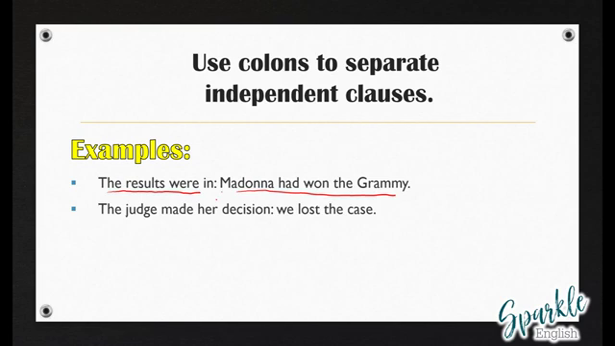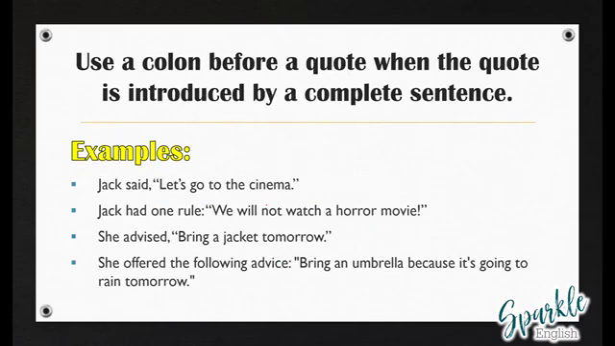But because this second independent clause is directly related to this first independent clause, it's better to use a colon, because this all works together as one sentence. These are the results that they're talking about in this first sentence. Another example, the judge made her decision. We lost the case. Again, these two sentences are directly related, and the emphasis is on the second independent clause. We lost the case. Again, it's directly related to the first sentence, so we use a colon.